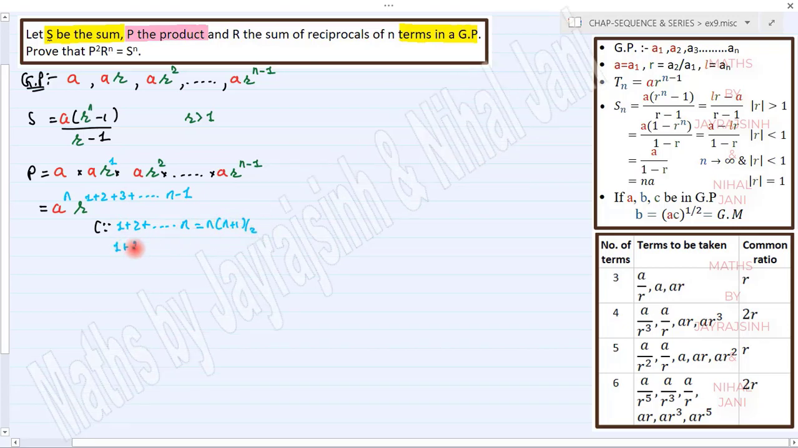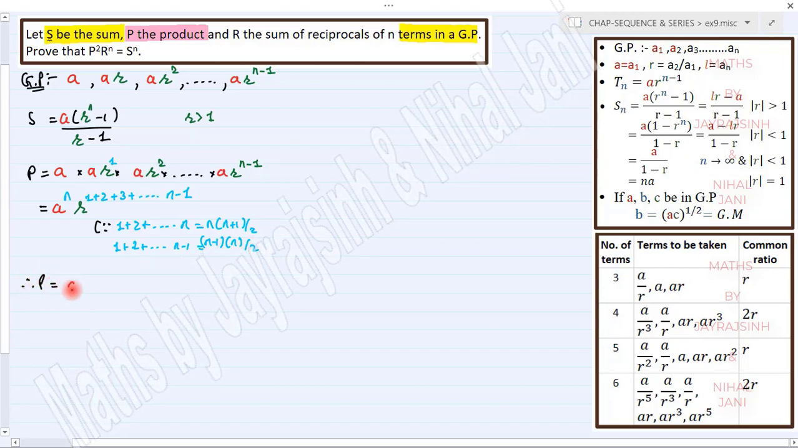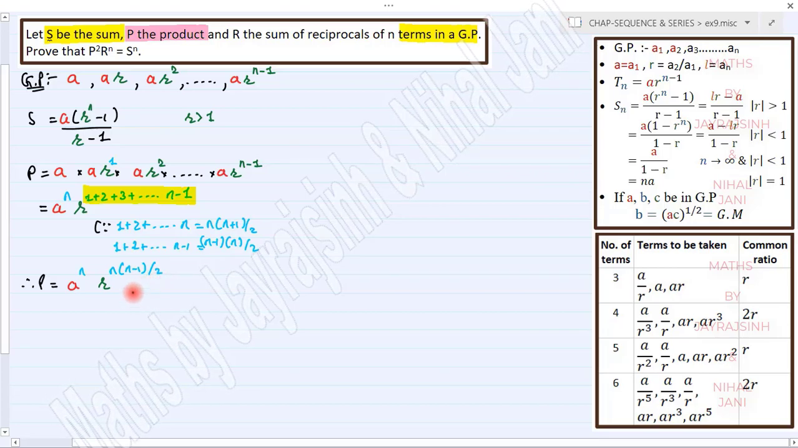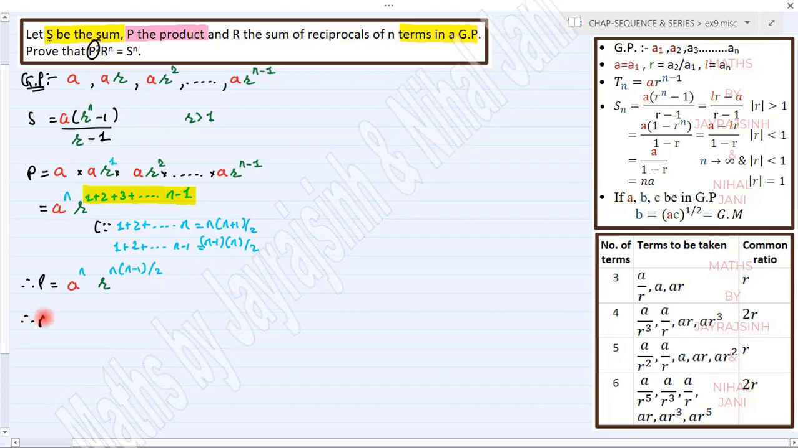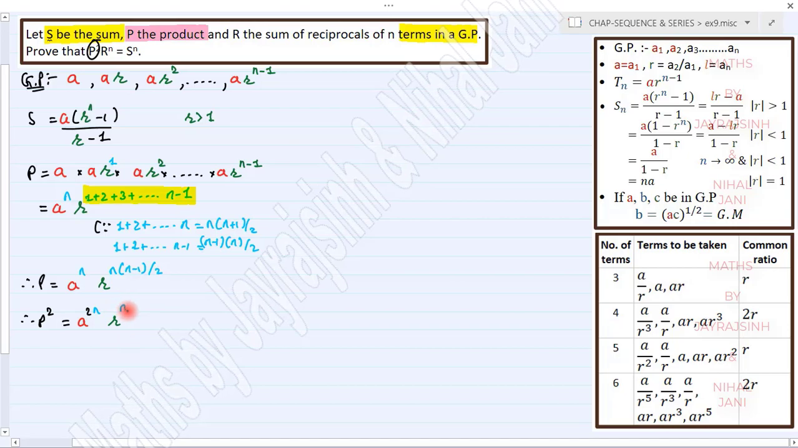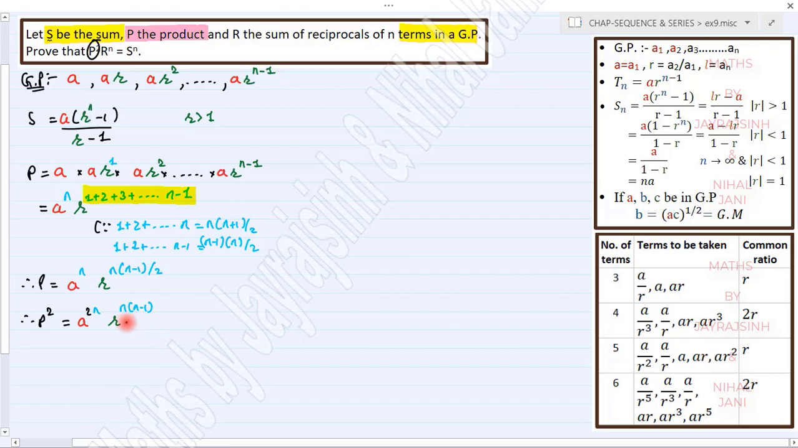So we can say the summation of n minus 1 natural numbers must be n minus 1 into n minus 1 plus 1 by 2, or we can say n by 2. So here we'll get P is equal to a raised to n and r raised to the summation of n minus 1 natural numbers, which is nothing but n into n minus 1 by 2. But to prove our thing, we need P square. So it will be a raised to 2n and r raised to n into n minus 1 by 2 into 2, or we can say both will be cancelled out.